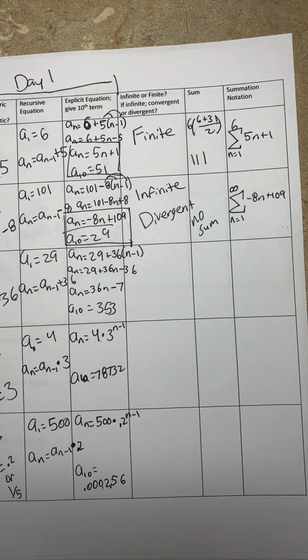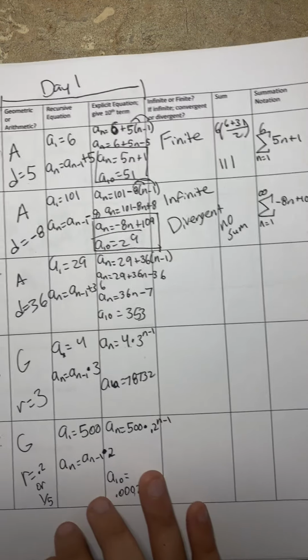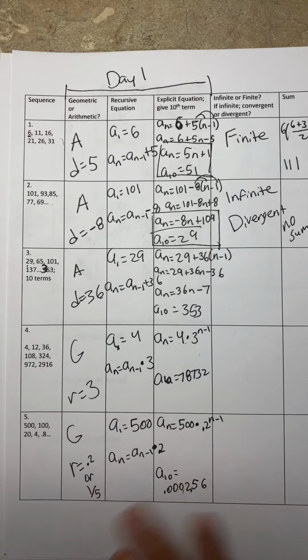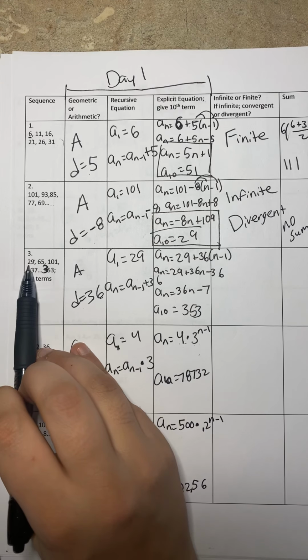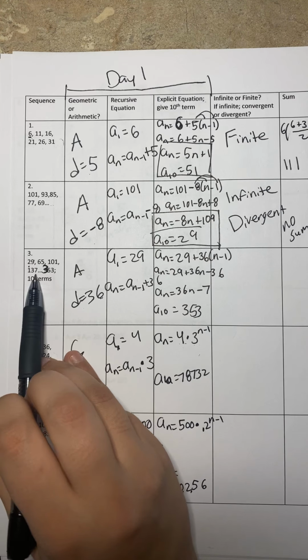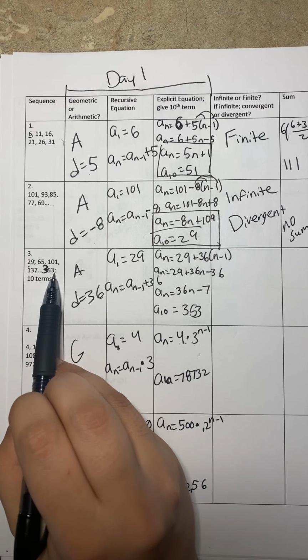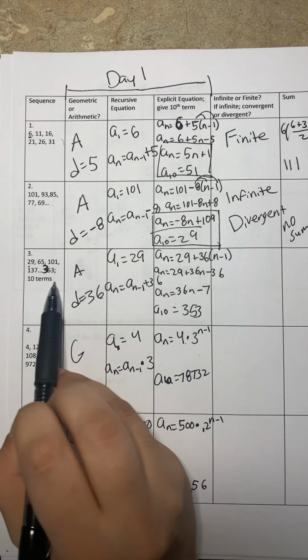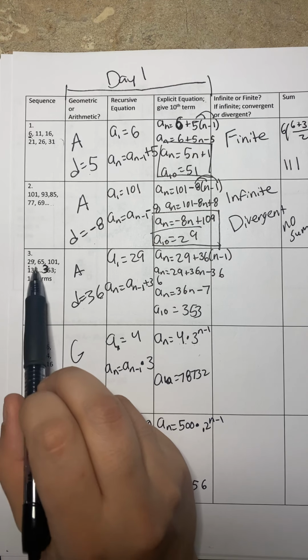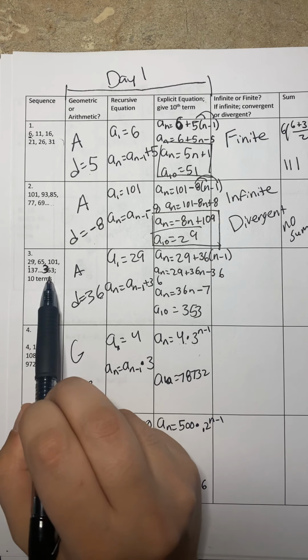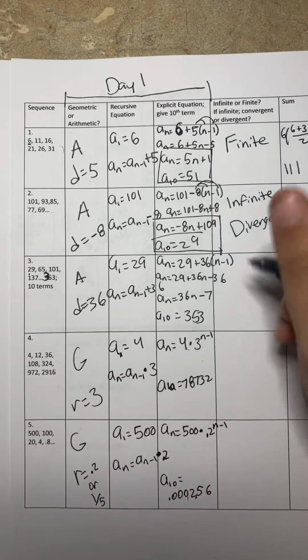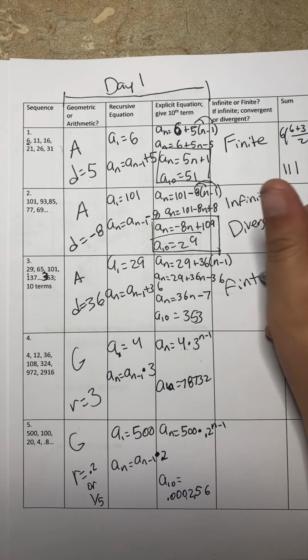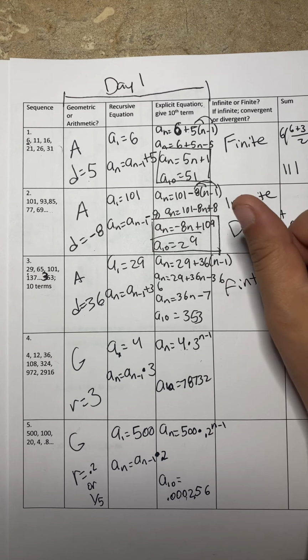All right. And then my last arithmetic function, we have to determine, is it infinite or finite? Well, this one, it goes 29, 65, 101, 137, dot, dot, dot, then 363. And it tells you that there's 10 terms. So when it goes dot, dot, dot, and then 363, that's basically them saying it's going to keep on going, and then that's my last term. So that means that it is finite, because it's going to stop at 363.